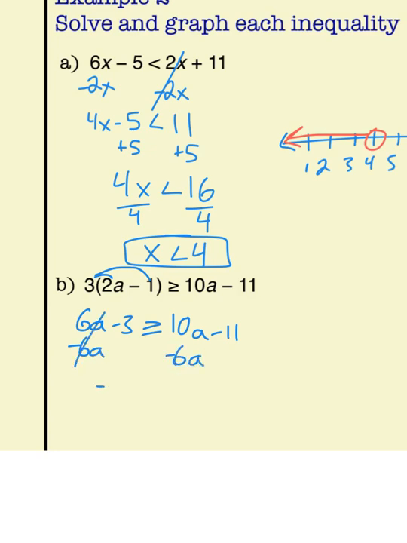Cancels out on the left. I now have negative 3 is greater than or equal to 10a minus 6a, which is 4a, minus 11. All right, now I want all my constant terms on one side, so I'm going to add 11 to both sides. Negative 3 plus 11 is 8. So now I have 8 is greater than or equal to 4a.